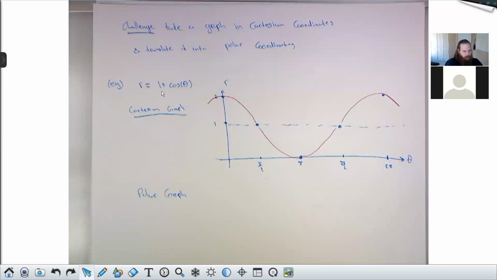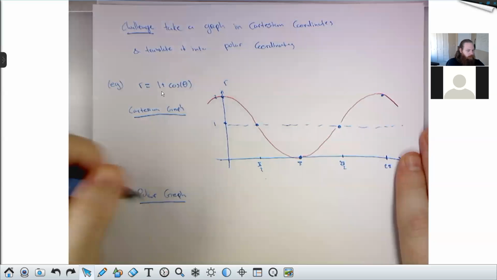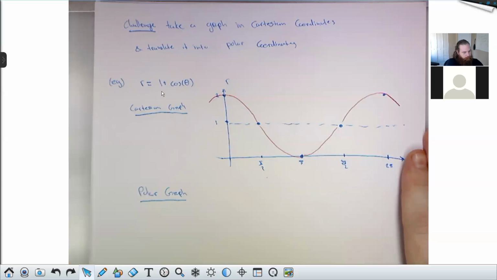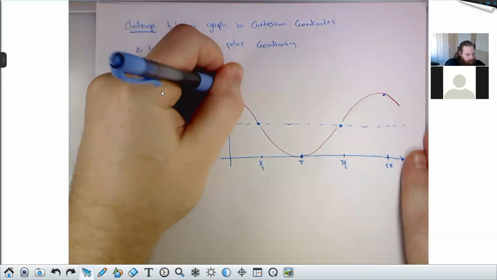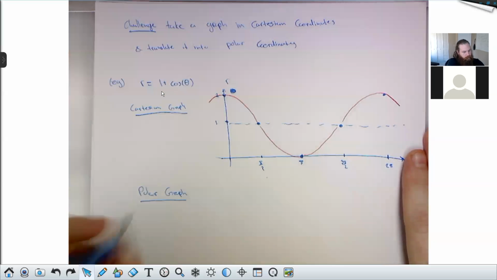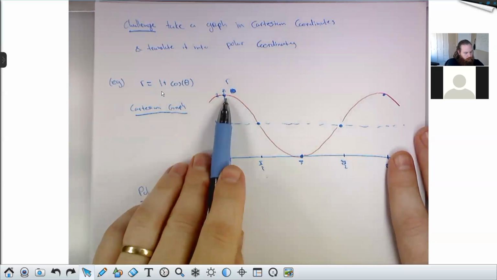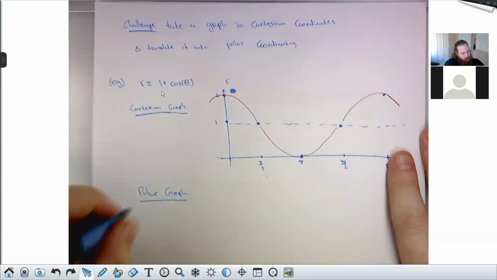The tricky bit is translating this graph one piece at a time over into polar coordinates. So this is 0, and the polar points are like r equals 2 here. So this would be the polar coordinate (2, 0).